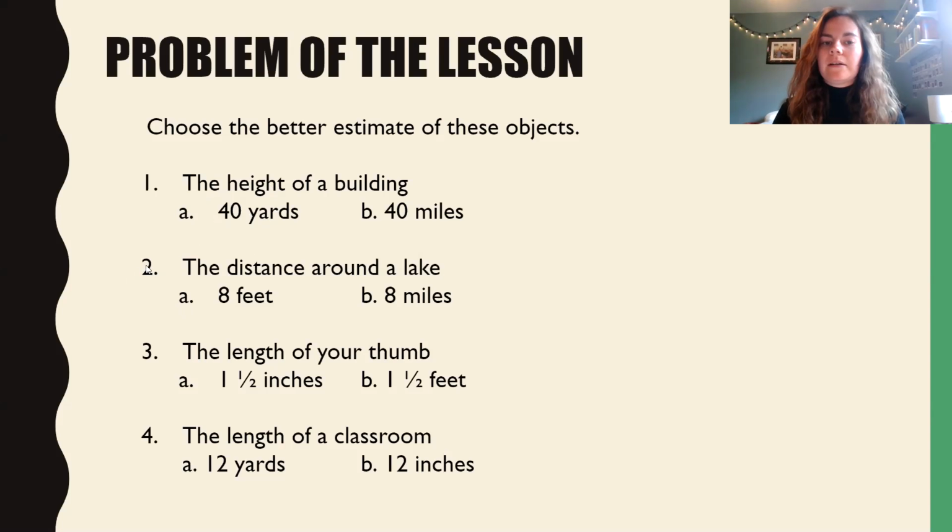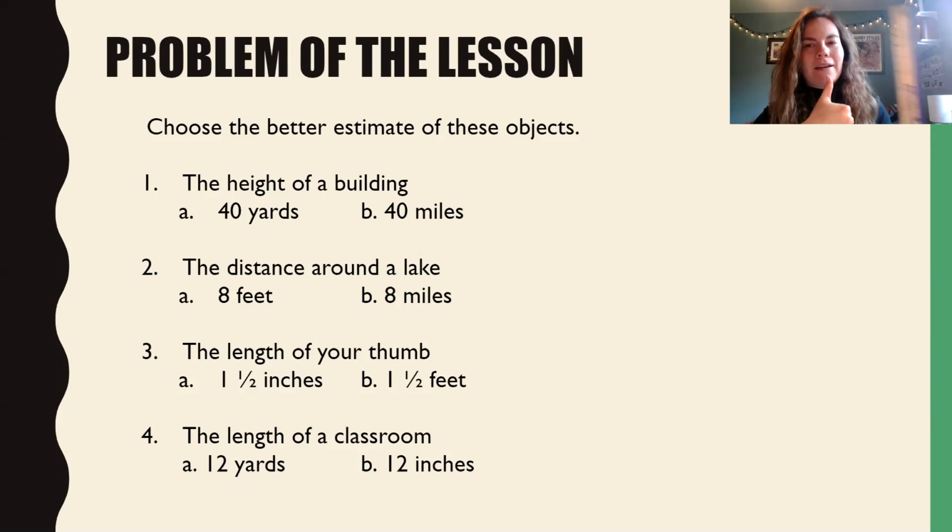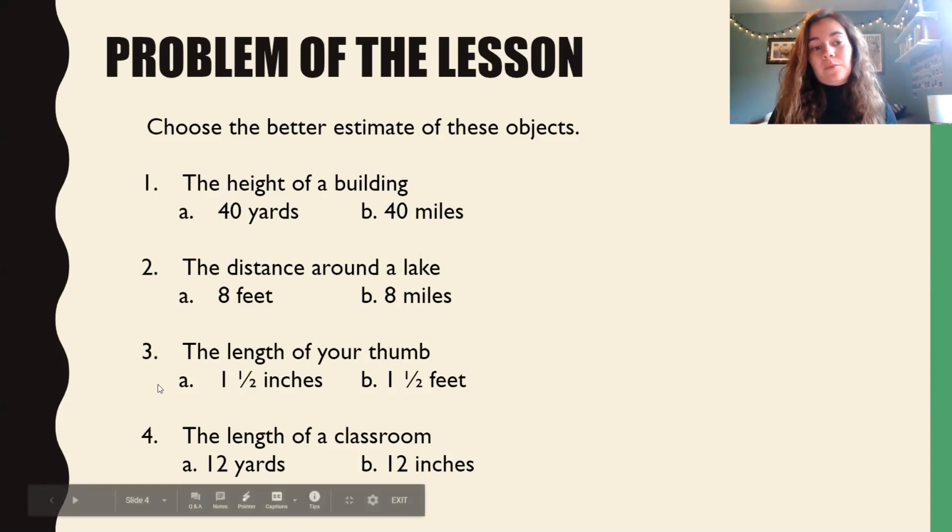Number 2, the distance around a lake. Is it 8 feet, 8 of these, or 8 miles? Lakes are pretty big. The distance around a lake would be 8 miles. Number 3, the length of your thumb. Is this 1.5 inches or 1.5 feet? Let me try it out. I have my ruler here. Do you think it's 1.5 of these? No, it's 1.5 inches. That would make more sense.